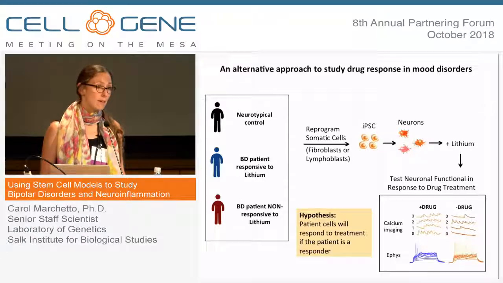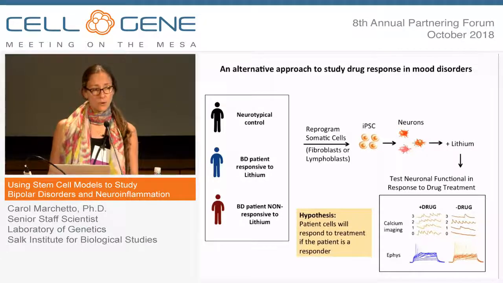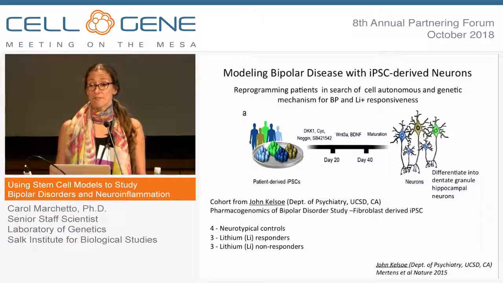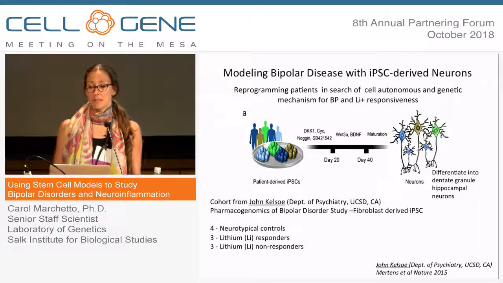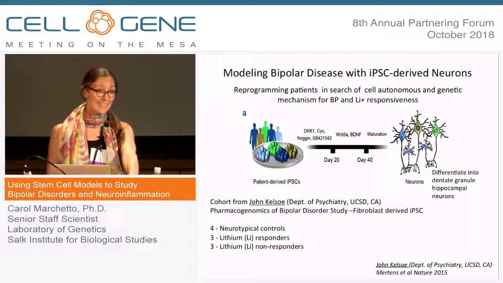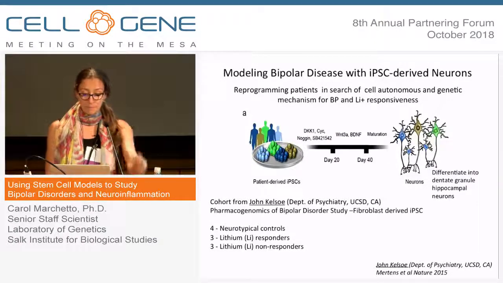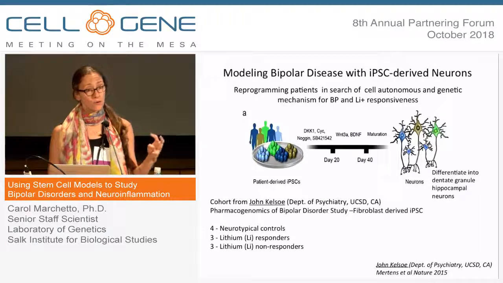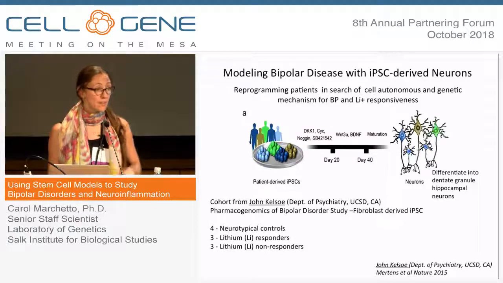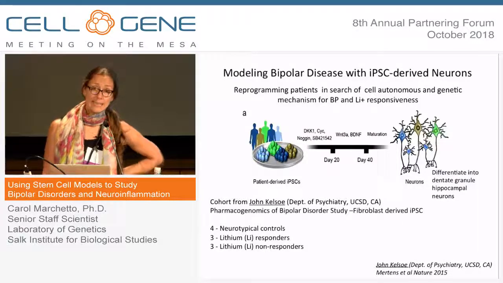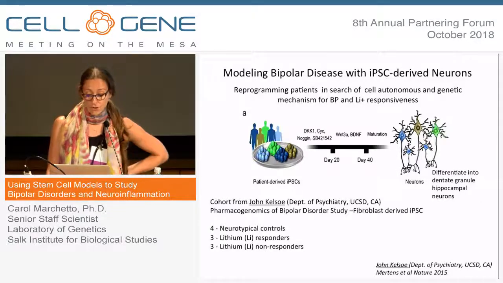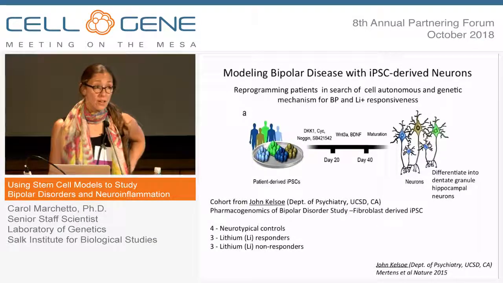So we set up about 3 years ago to test this one hypothesis. And we used the cohort of patients from John Kelso at the psychiatry department in UCSD. And John had 4 neurotypical controls. We got fibroblasts from these patients, 3 lithium responders and 3 lithium non-responders. And this is the work led by Jun Yao and Jerome Mertens back in 2015.